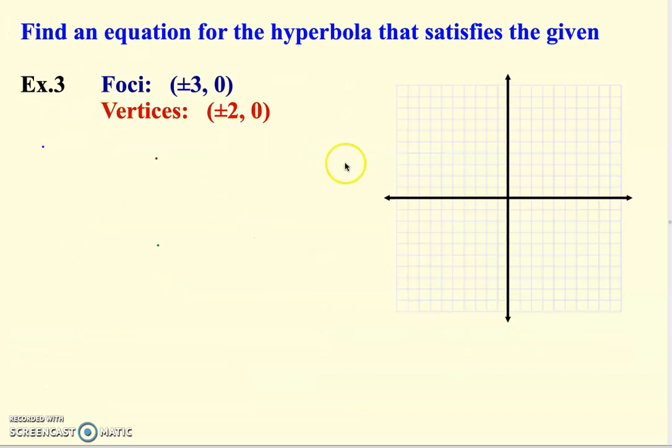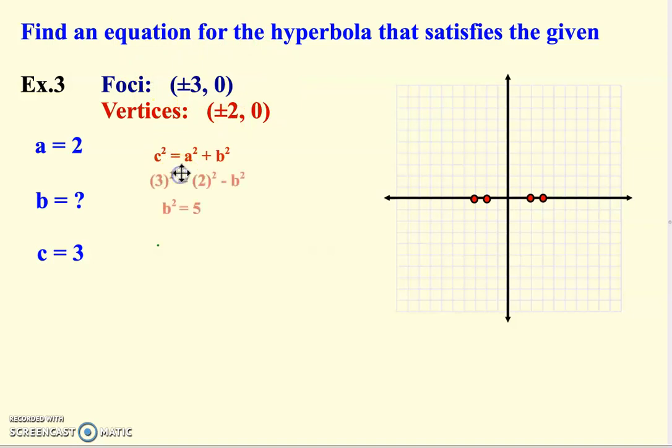Like always, the first thing I want to do is figure out what I've got going on visually. So I know what my a distance is. It's 2, I can count that. I've got my c, which is 3, that's my foci. That's kind of obvious right there. I can go ahead and calculate my b squared, and then which equation I use is based on what I visualize. That's got to be left-right opening, or horizontal, based on what I see there.